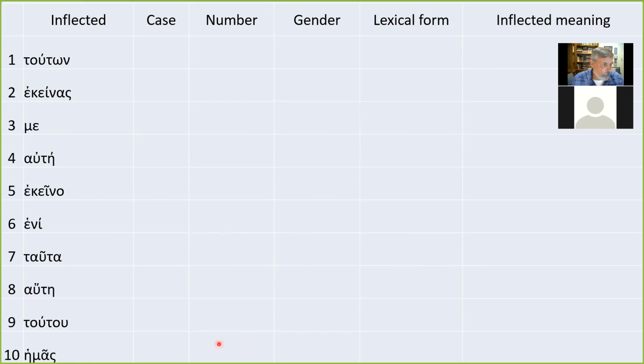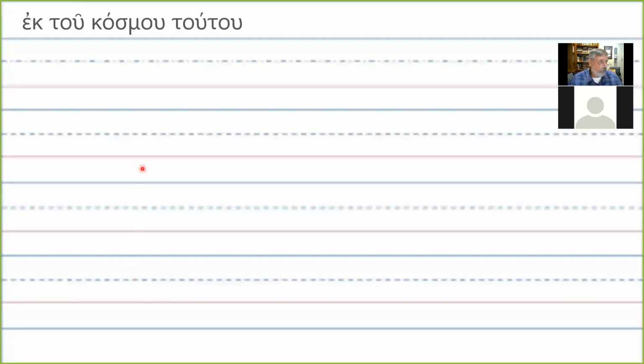Yeah. Okay. All right. So let's go to some of the translations. Here we have a prepositional phrase because there's our preposition ek, tou kosmou toutou. Well, we just finished doing toutou, but let's start with ek tou kosmou. What does ek mean? Do you remember? No. It's a preposition meaning from. Okay, and then we have from. You know what tou kosmou means?